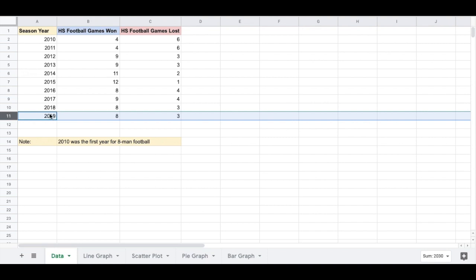In 2019, we lost 8. Or we won 8 and we lost 3. I'm sorry, I got that backwards. So in 2019, we won 8 and lost 3. Now, we're going to take this data. By the way, this was all 8-man football, I believe. So if we take this data and put it into a line graph, it will look something like that.